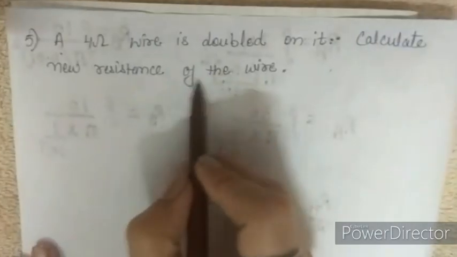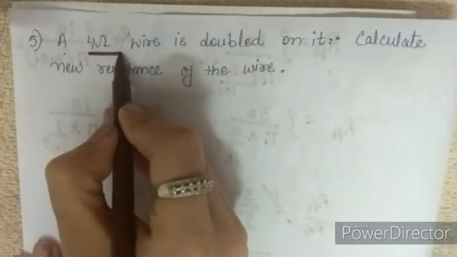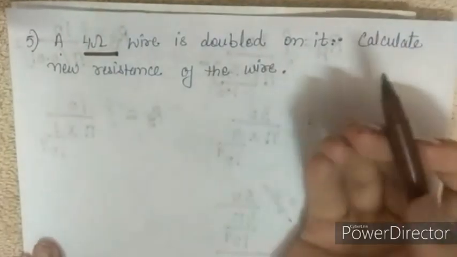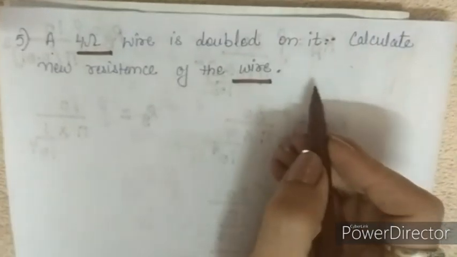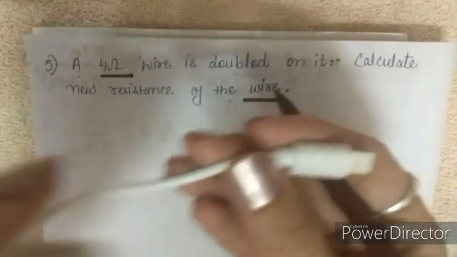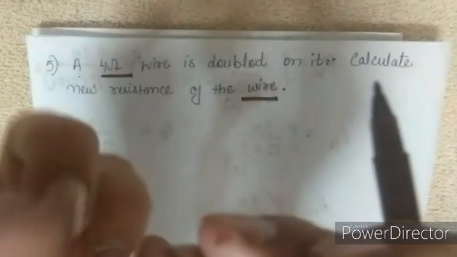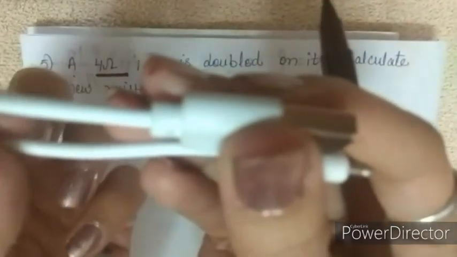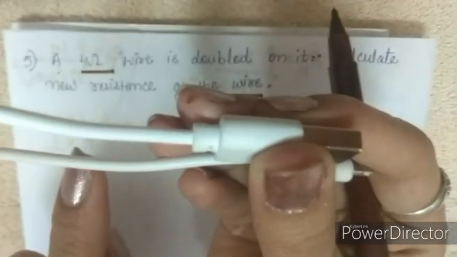Numerical: a 4 ohm wire is doubled on itself. Calculate the new resistance of the wire. So we are given a wire of 4 ohm, and when we double this wire, we have to calculate the net resistance across the wire. For this, let's suppose this is a 4 ohm wire. So when I double this 4 ohm wire, the two halves are connected in parallel to each other. So one 2 ohm wire will move up and the other 2 ohm wire will move down.